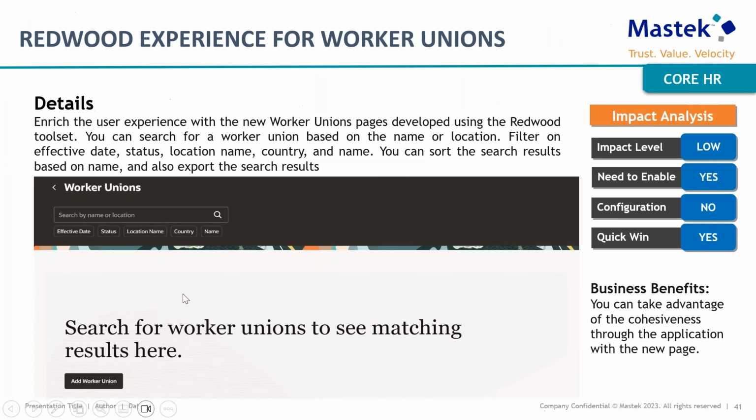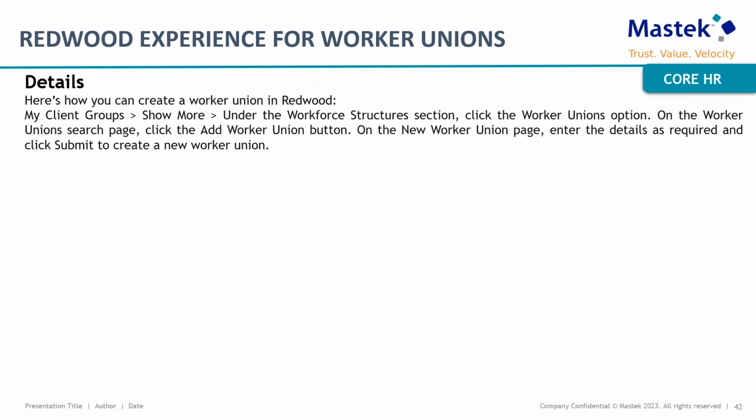So the other feature is the Redwood experience for worker unions. Now you can search and create worker unions from Redwood UI. So we have a filter on effective date, status, location name, country name, etc. Based on these filter criteria, you can search for the worker unions, and let's see how a worker union can be created from a Redwood UI.